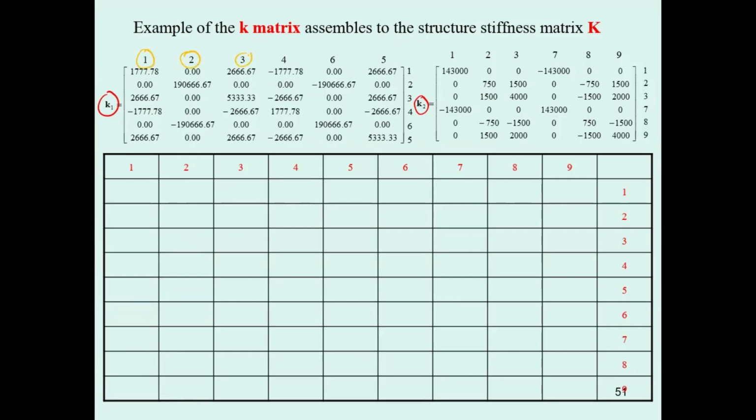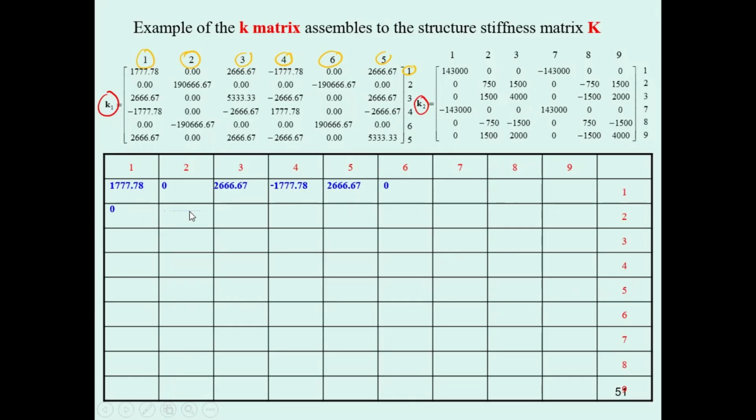degrees of freedom 1, 2, 3, 4, and then 6, 5. We start with row number 1. Copy 177.78 over here, row number 1. And then copy 0 over here. Copy this number over here. Copy this number, minus 1777.78, over here. And then 6, that's going to be this one. And then 5 over here, 2666.67.